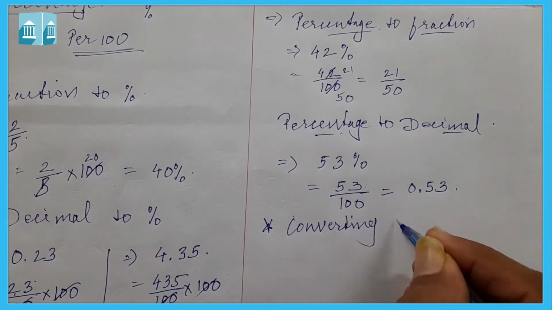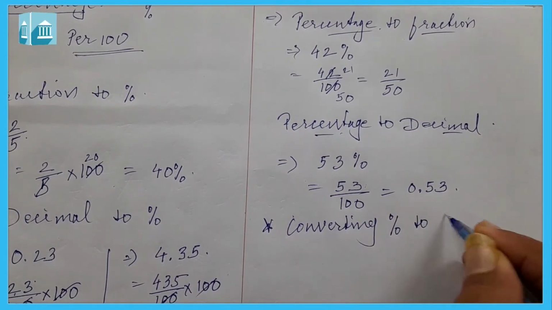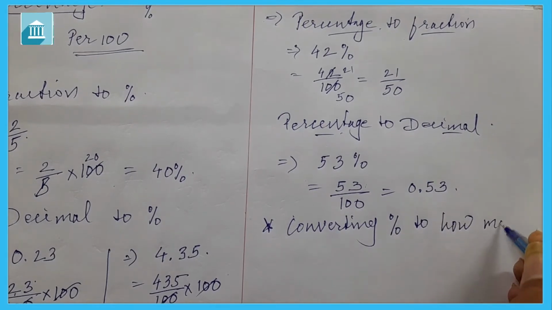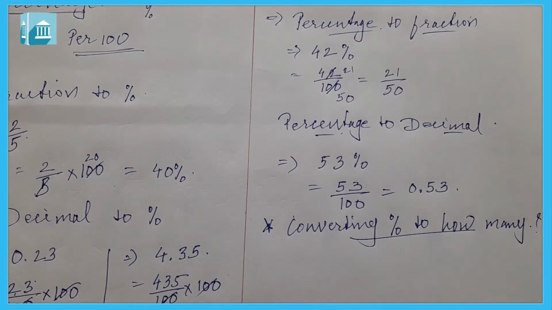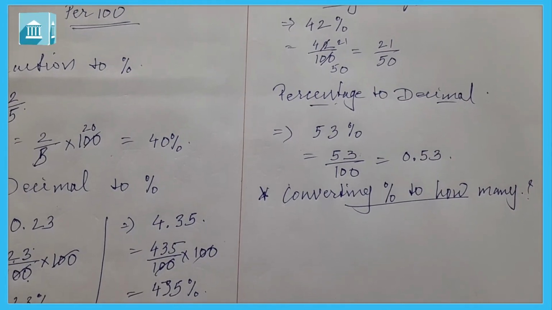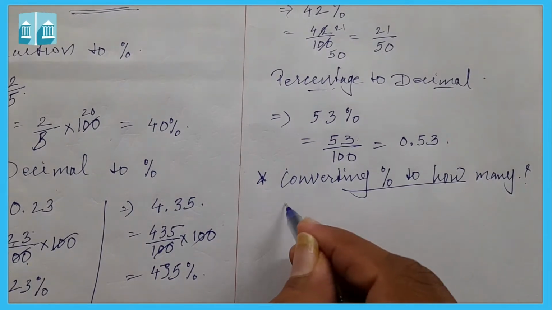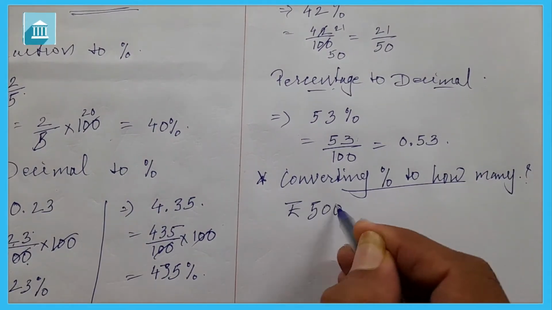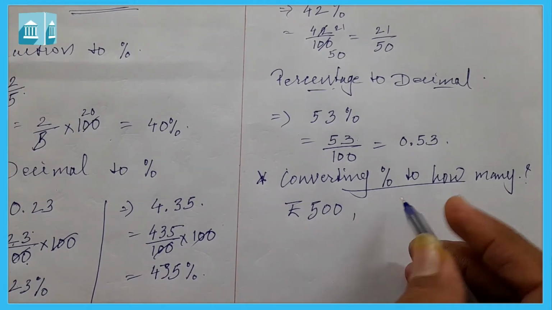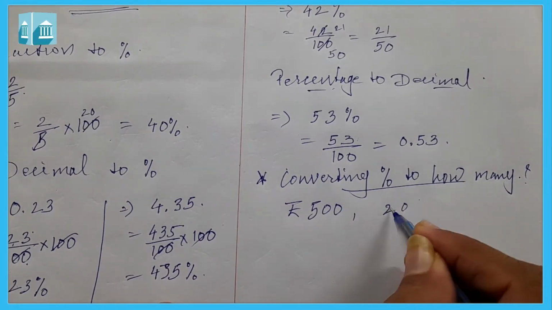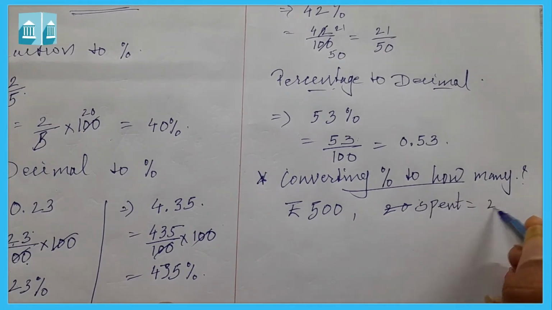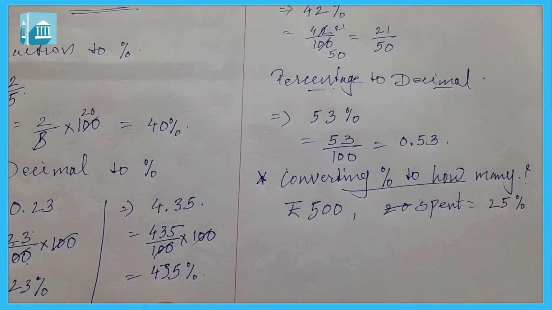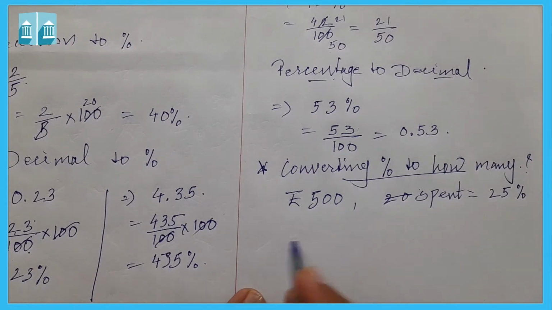Converting percentage to how many? It means if a percentage is given, we have to find out how much or how many it is. For example, if I had 500 rupees with me and I spend 25% of it, how much money had I spent? How do I find that out?